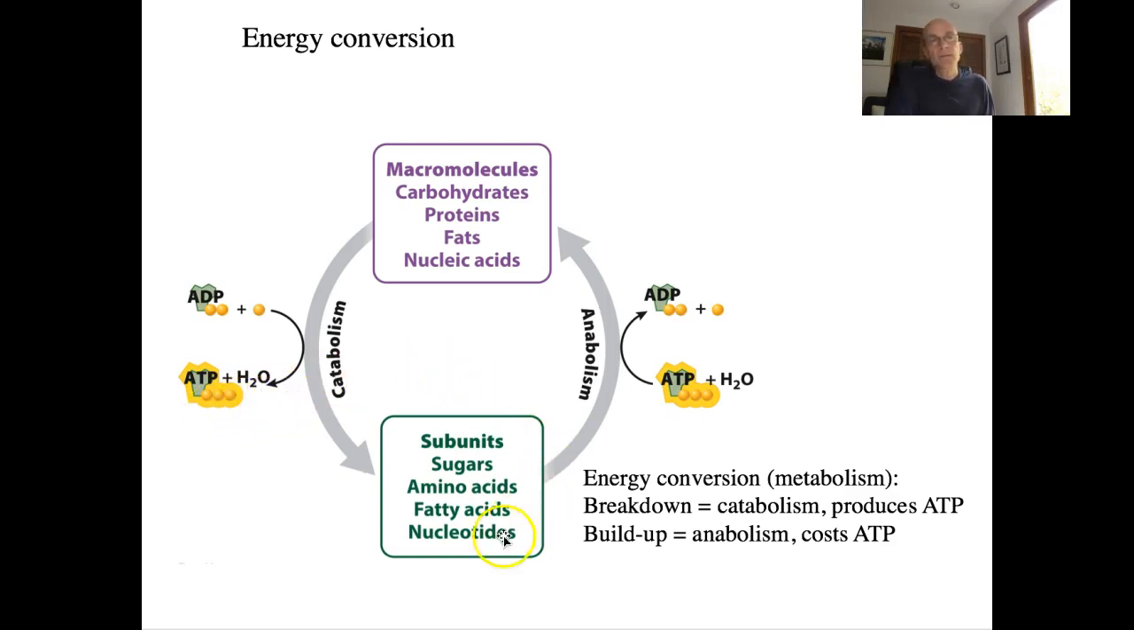And then the subunits, as we're putting those together to produce macromolecules, that often costs ATP. So when you have to invest ATP in order to make these larger molecules, that is called anabolism. So catabolism, breakdown; anabolism, build up, costing versus producing ATP. And both of those together, the entire circle here, that is metabolism.